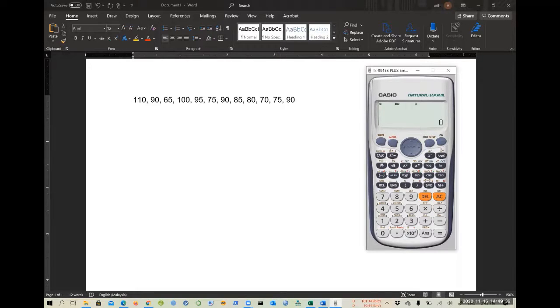Okay, I think shift number 1, right? Okay, shift number 1. Press on shift number 1. You want to enter the data, so number 2 is data, so click number 2. Now you are already in the edit mode.